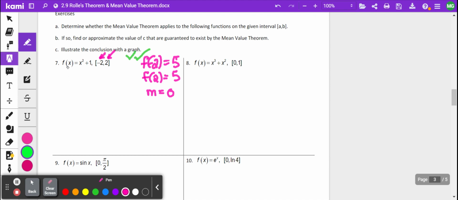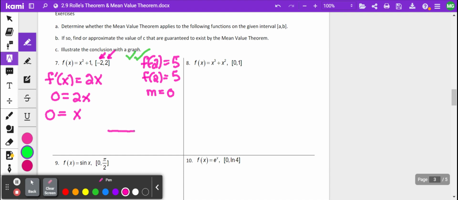What we're going to do is take the derivative of our function. So here's the derivative: equals 2x. And we're going to set it equal to 0 and solve. So when x equals 0, we have a slope of 0.